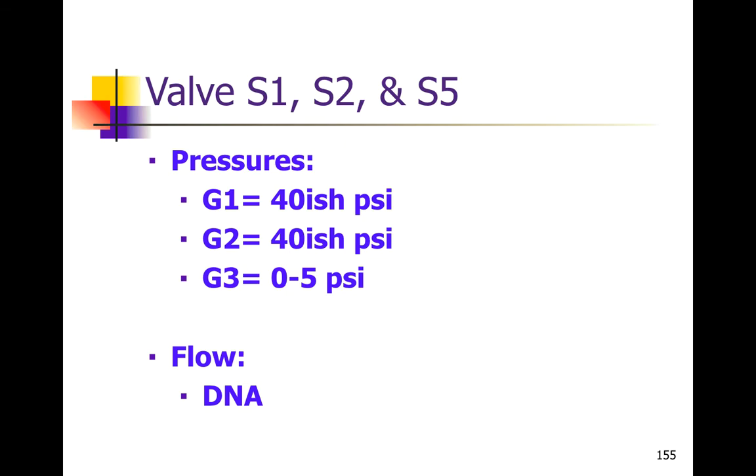We know that valve 5 works when we have these general pressures. Gauges 1 and 2 will be about 40 psi. I've seen them as low as 35, as high as about 42, but they're usually almost identical. Gauge 3 is usually 0. Once in a while, the needle will bounce, so I'll say between 0 and 5 psi.